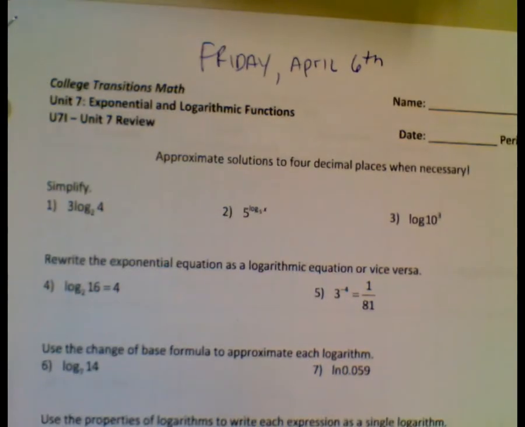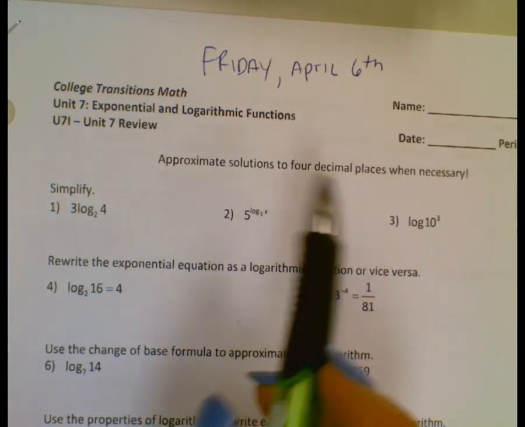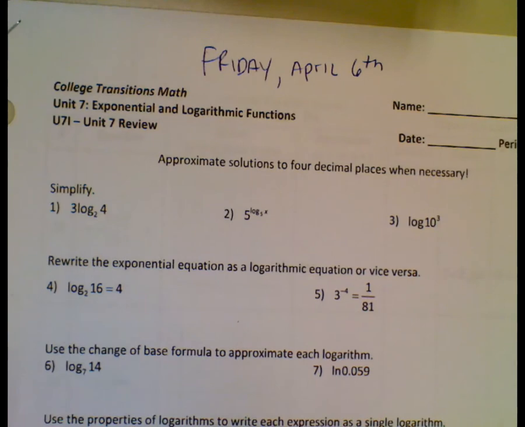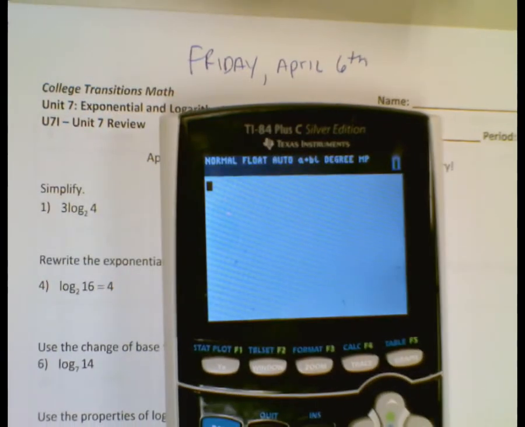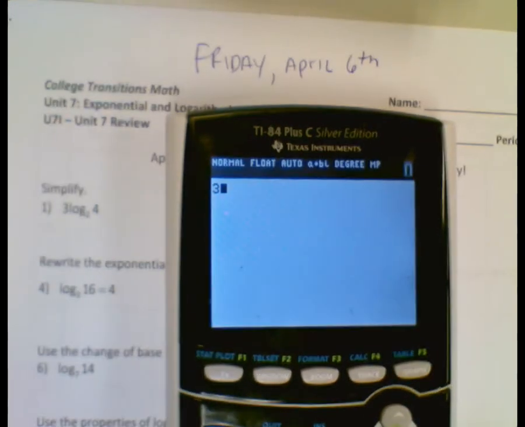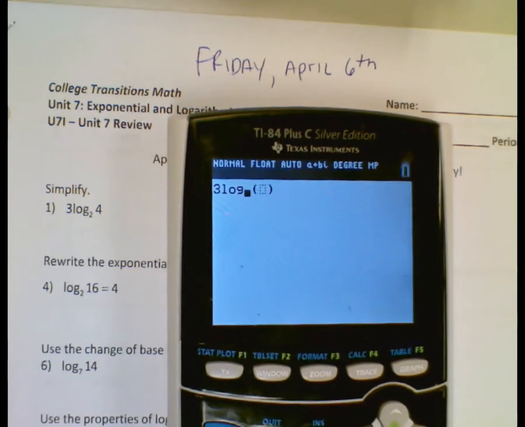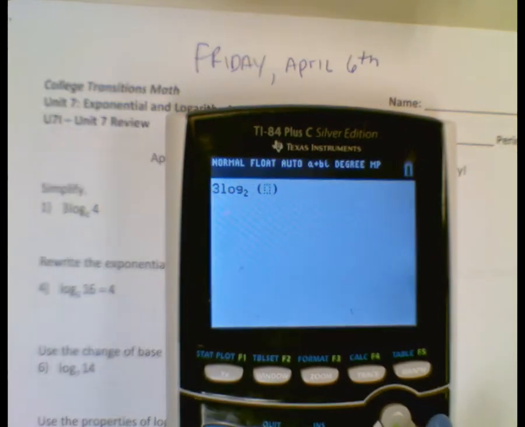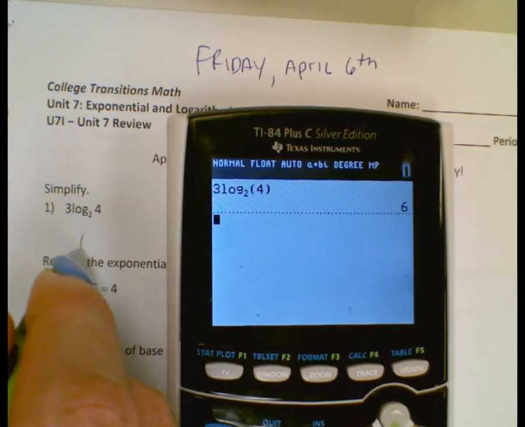All right, so it says right here in the directions, approximate solutions to 4 decimal places when necessary. That means it's straight calculator. When it says 4 decimals, you can do the calculator. So we're going to go 3. And then for those that have the new calculator, we're going to go alpha window, 5. And we're going to put in a 2. And we're going to put in a 4. And we're going to press equals. And the answer is 6.